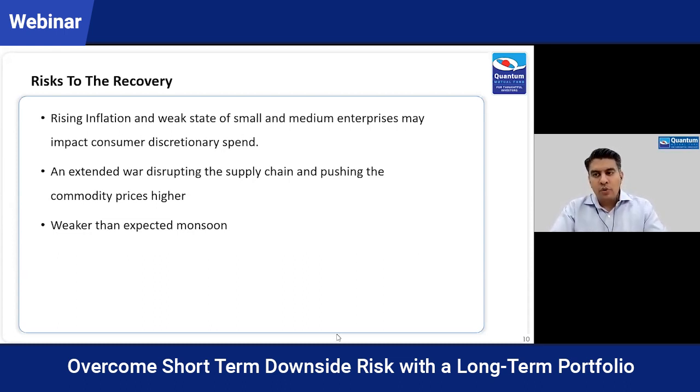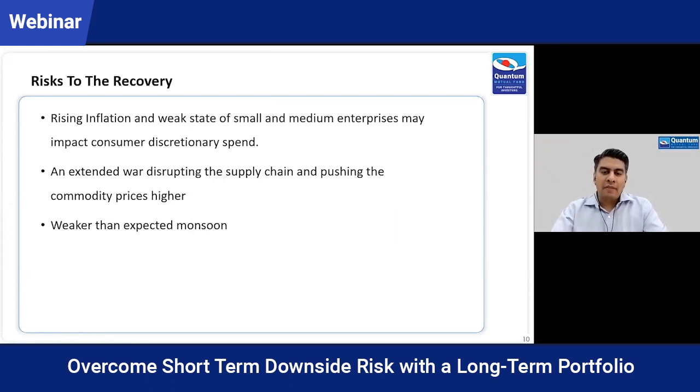What are the risks to this cyclical uptick? If there is rising inflation and the SME sector goes through a bad phase, then probably consumer discretionary spend will also be impacted. If there is an extended war and it disrupts supply chains, that is another risk, because commodity prices will keep inching higher, and therefore more inflation and more reason for the central bank to act more aggressively.